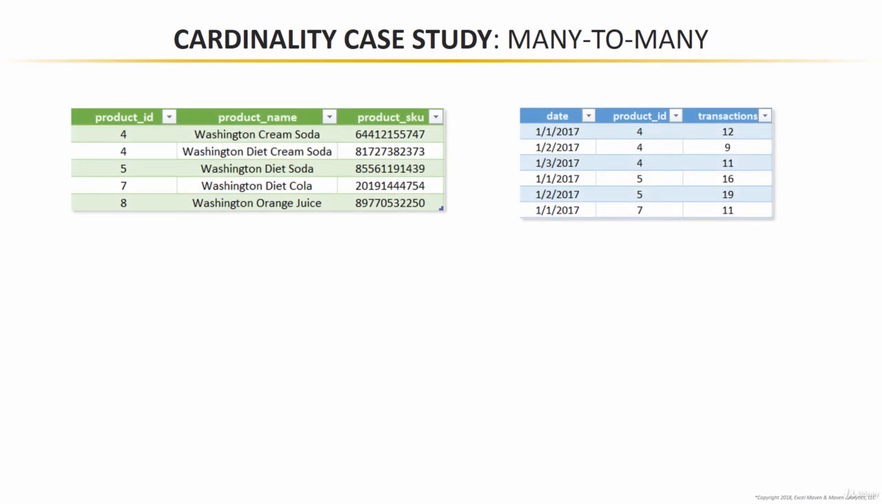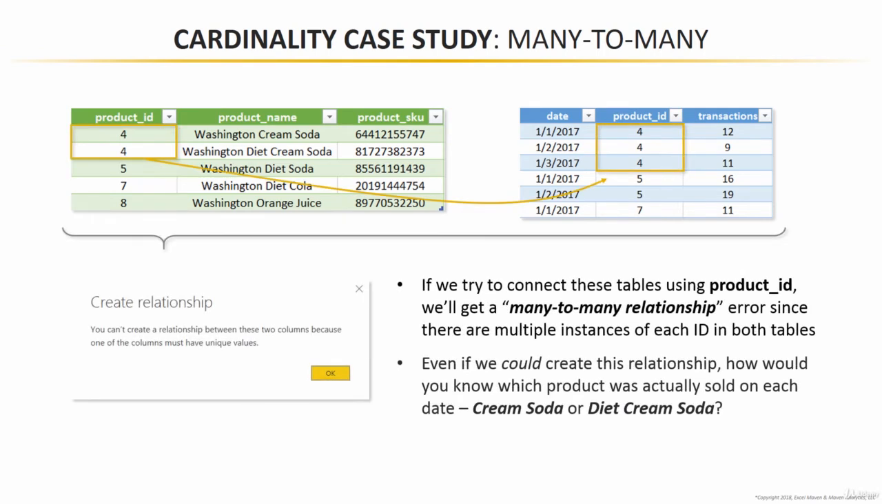Now consider these two tables. You've got a product lookup table in green on the left, which has IDs, names, and SKUs. And you've got a data table in blue on the right, which has dates, product IDs, and transactions. So if you were to try to create a relationship between these two tables, you'd get an error message that looks something like this. Power BI is going to tell you you can't create a relationship between those two columns because one of the columns must have unique values. And as you can see above, we've got two instances of product ID number 4 in the lookup table and 3 instances in the data table.